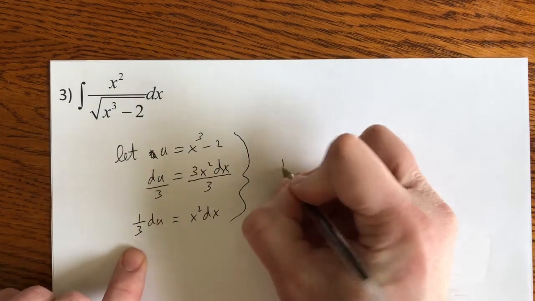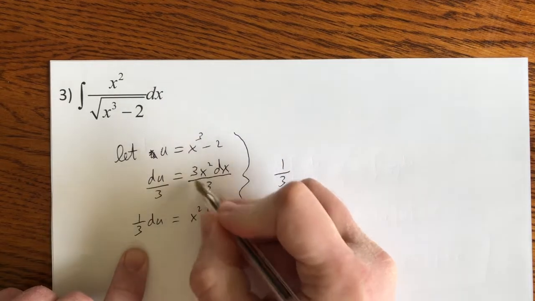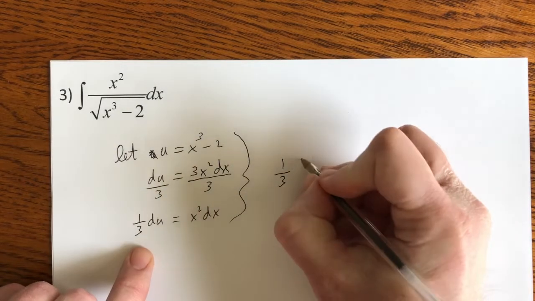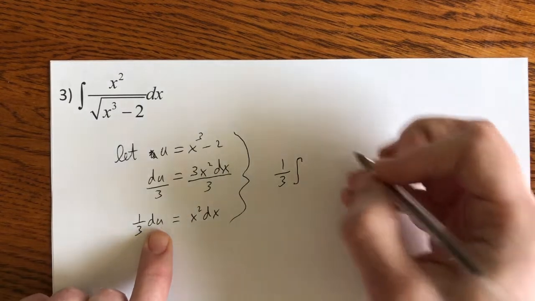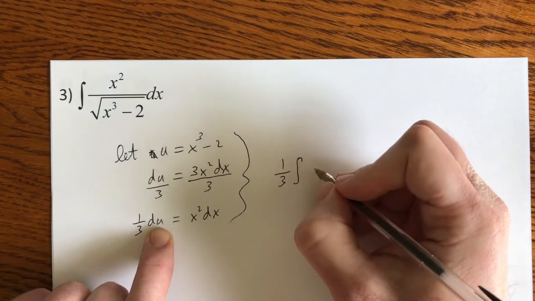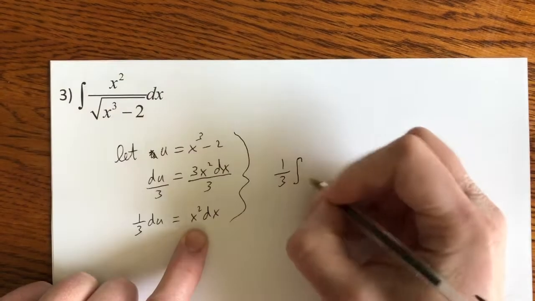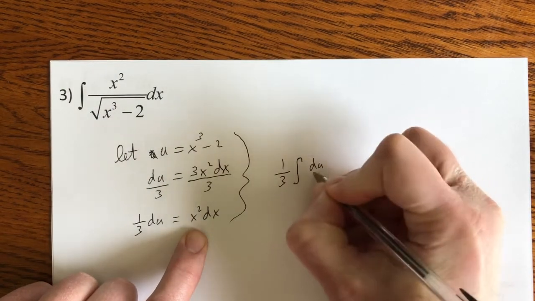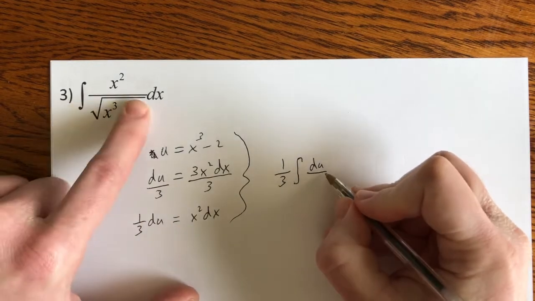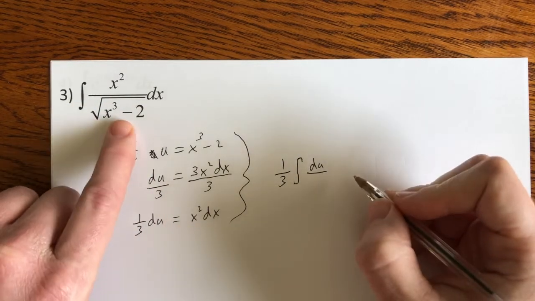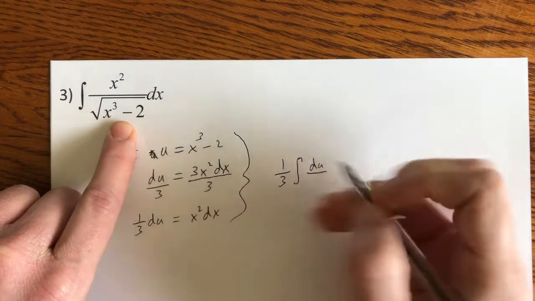So the 1/3 again, if you have to do this, the 1/3 gets placed in front of the integral symbol. And now what we have is the du is exactly the same as this. So we write du on top in the numerator. Now we're going to be dividing this thing by what? Well, the square root of u.